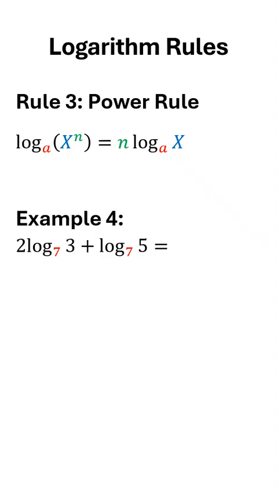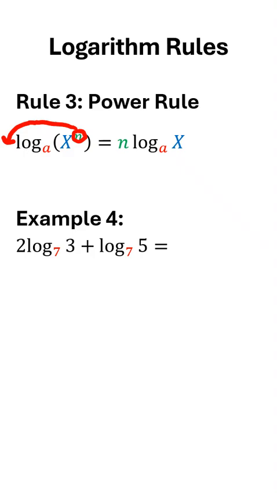Rule number 3 is the power rule. As we can see here, we have a power n, so we can just move this n down. So log to base a of x to the power n equals n times log to base a of x. So let's look at this example.